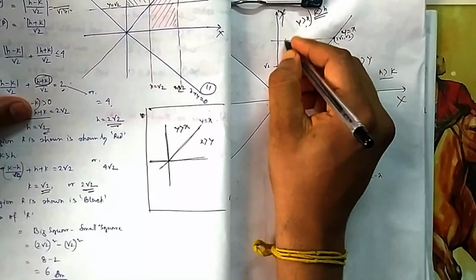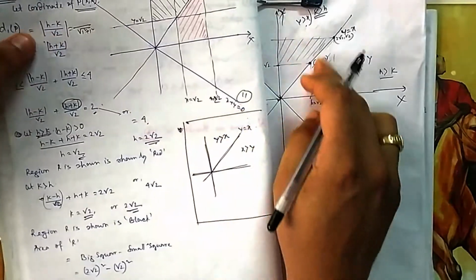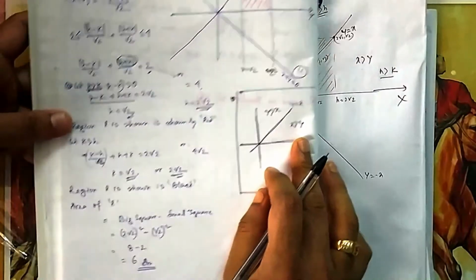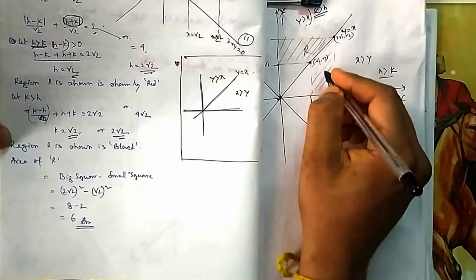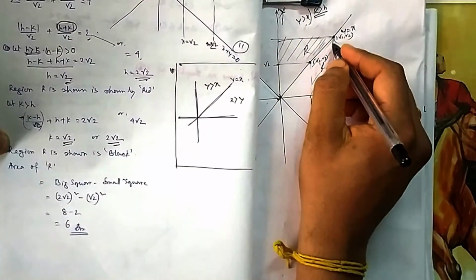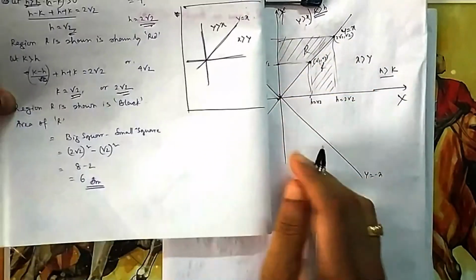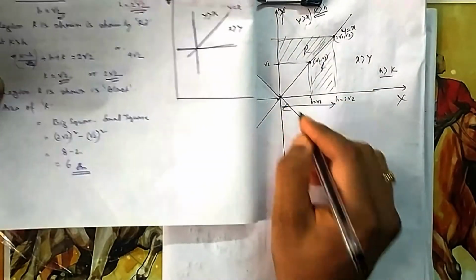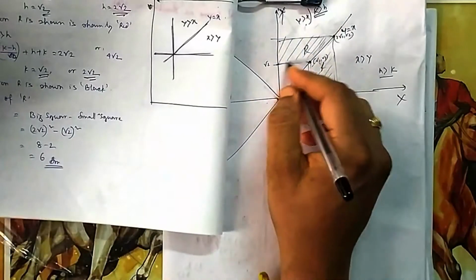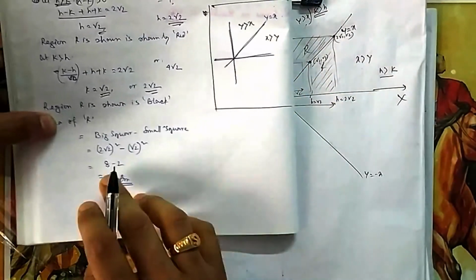So this height will be root 2, so this is the area. They want us to find this area, this shaded area, the region R. This is the region R. So you can find it as this entire square minus this small square. This entire square, this length is 2 root 2, so 2 root 2 whole squared, minus this area which is only root 2 squared. If you deduct it, this is 6, the shaded region.